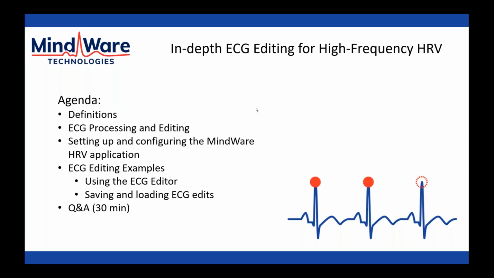So we're going to start by defining a few terms that come to mind when we're editing data for high frequency HRV. What is high frequency HRV? What is RSA? Things like that. Then we're going to talk a little bit about ECG, electrocardiogram processing and editing in general, some general rules that we follow, some steps that we take to optimize ECG for editing. And then we're going to dive into the application itself.